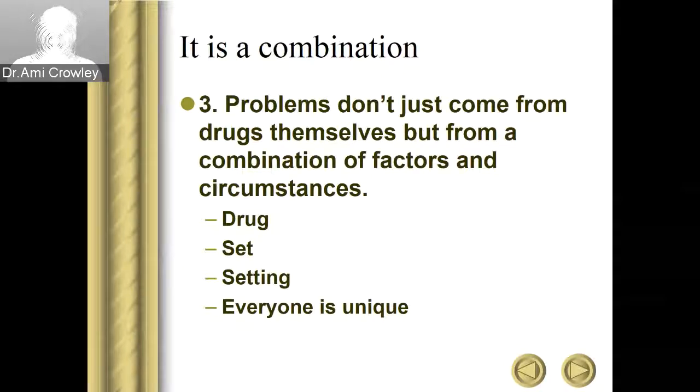The next is that it's a combination. Problems don't just come from drugs themselves, but from a combination of factors and circumstances. So we certainly have the drug, the specific drug of abuse: alcohol, marijuana, heroin, prescription drugs. This could also be a behavior that could be addictive, such as gambling, sex, eating, spending money. The set is the manner by which you participate in it. So if it's orally consuming alcohol, if it's injection drug use, if it's crushing and snorting pills, that in and of itself carries risk factors.